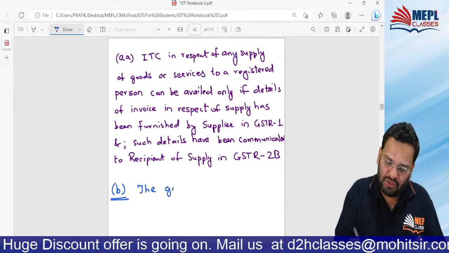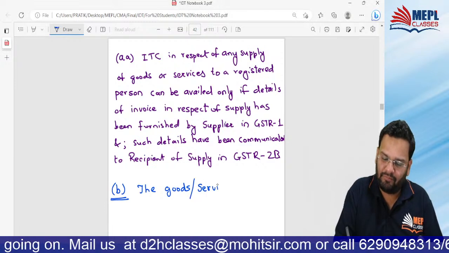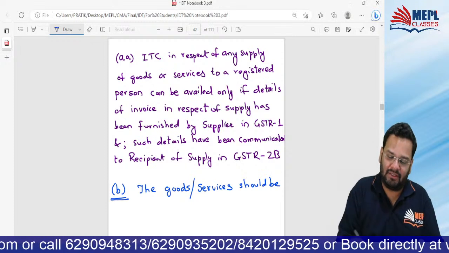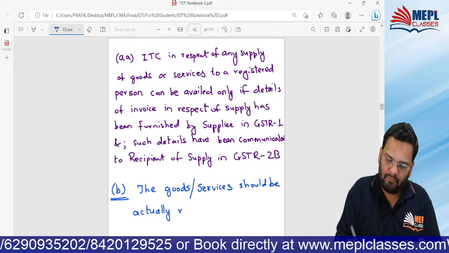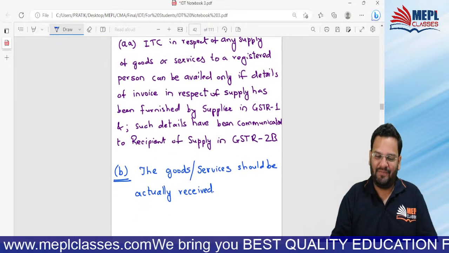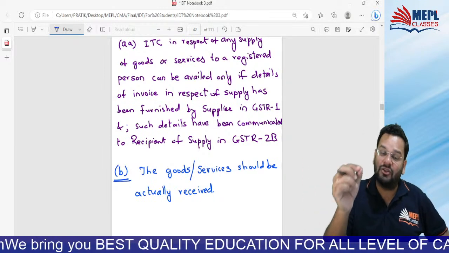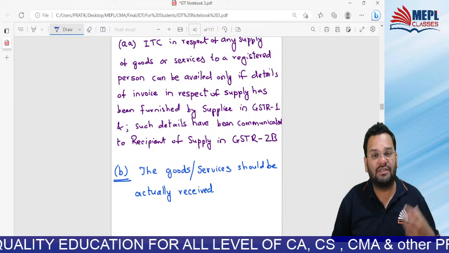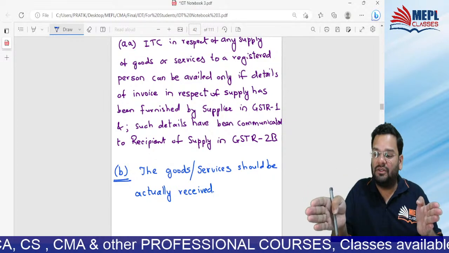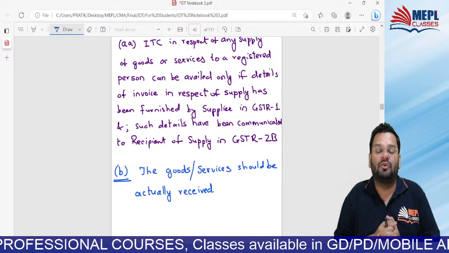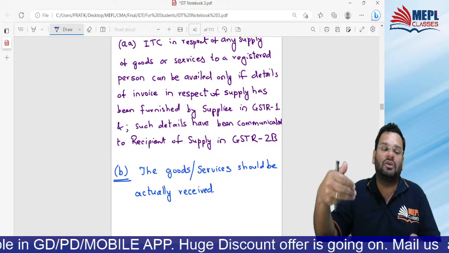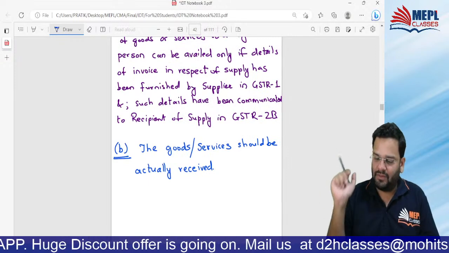The condition is that the goods or services should be actually received. Is it clear to you? Physically, they should be received. You will say, sir, how can the officer track that goods are actually received? Friends, for the movement of goods, there are various documents including e-way bill, goods inward note. With the help of these documents, it will be tracked whether the goods are actually received or not. Only on actual receipt of goods can you claim the ITC.